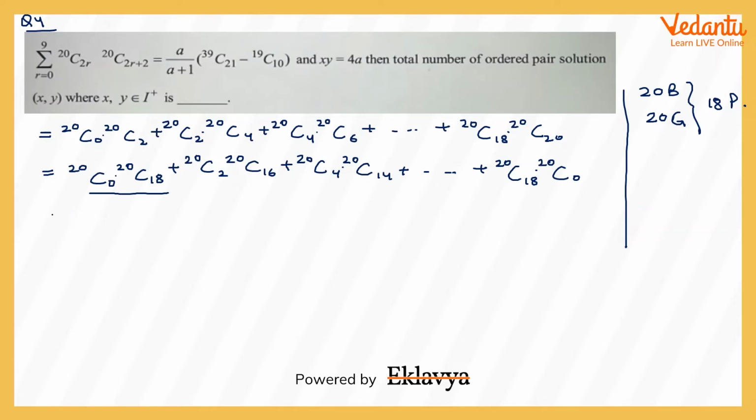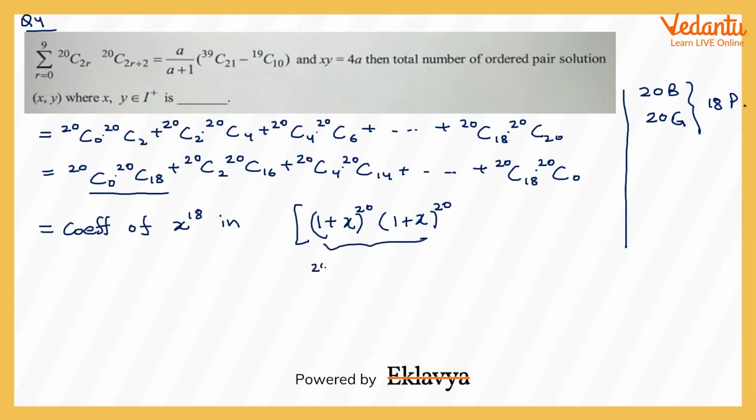So what we will do, we will now write this as the coefficient of x raised to the power 18 in (1 plus x) whole raised to the power 20 into (1 plus x) whole raised to the power 20. If you multiply these two brackets and check the coefficient of x power 18, first we will get 20C0 multiplied with 20C18, but then 20C1 will also be multiplied with 20C17. So there is the same problem here also. Then what to do? I think we need to get rid of these odd number of terms.